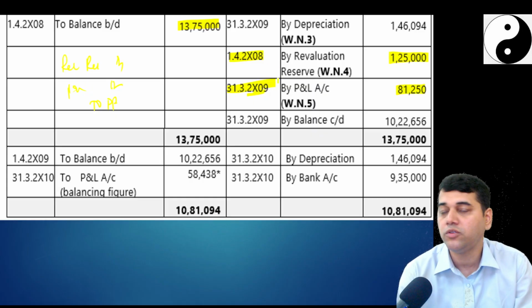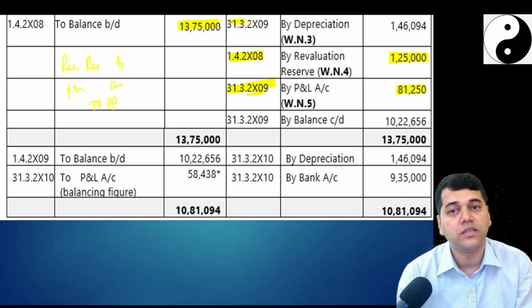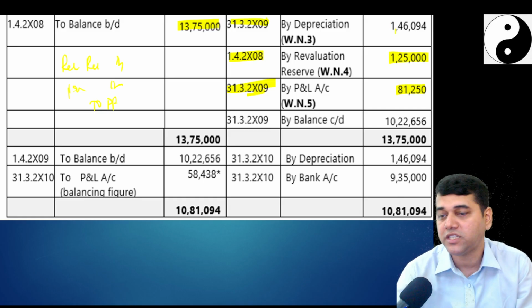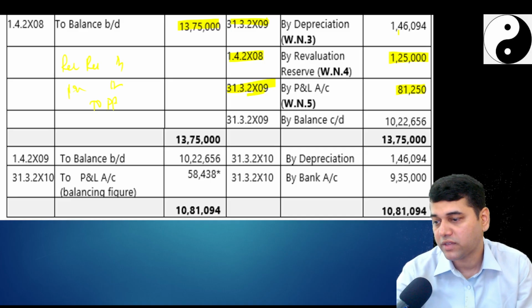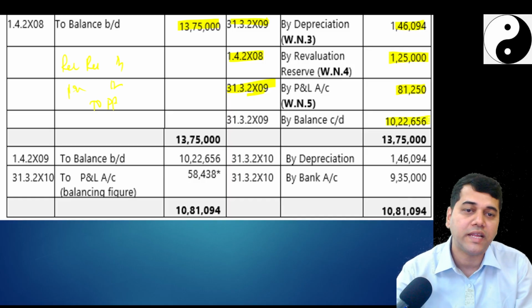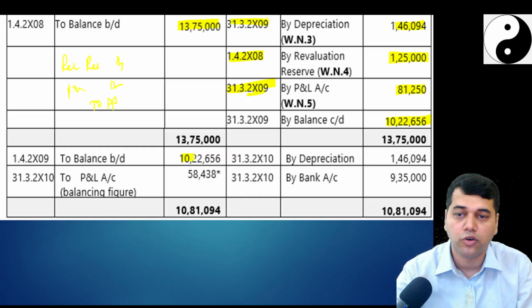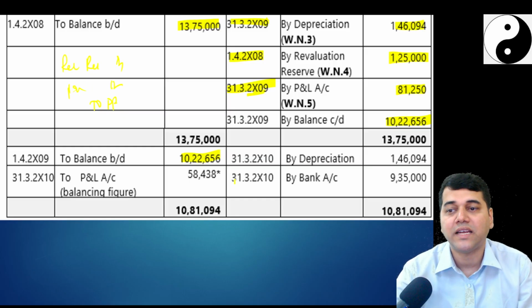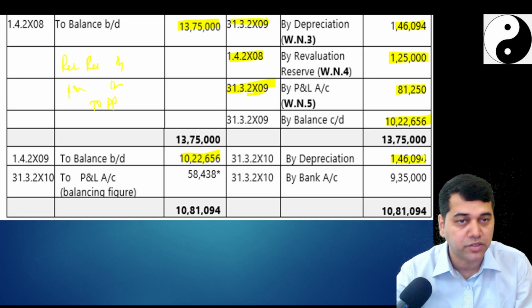On the same day we will do. At the end of the year, 31st March 2019, you charge the revised depreciation of 1,46,000. Did we do this calculation? 46,094. You got 10,22,456 opening balance. Now you sell that. Okay, 31st March you charge the depreciation.